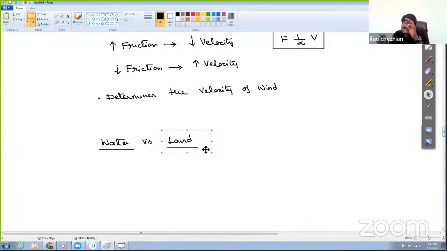Between land and water, you have to tell me where you will be having more friction, or you can say less friction, whatever it is.